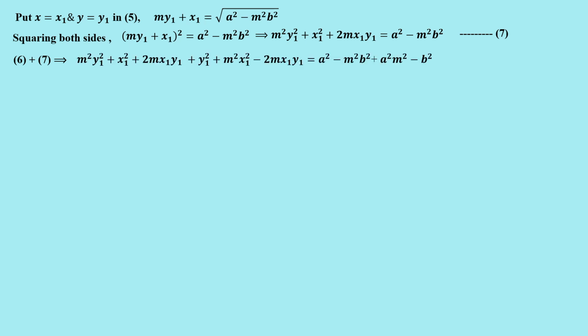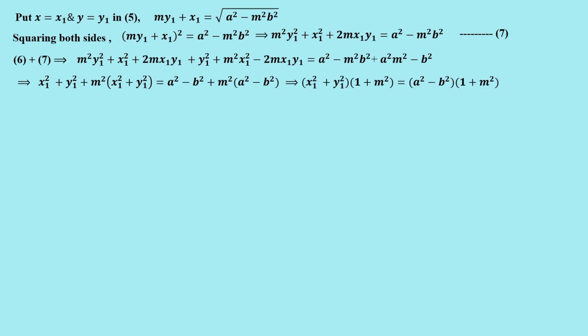So adding 6 and 7 we will get m square y1 square plus x1 square plus 2m x1 y1 plus y1 square plus m square x1 square minus 2m x1 y1 which is equal to a square minus m square b square plus a square m square minus b square. 2m x1 y1 gets cancelled, plus and minus. Right? So in the remaining terms m square is common. Take it outside, m square into x1 square plus y1 square on the left hand side. On the right hand side, a square minus b square, m square is common in the remaining terms. So take it outside, m square into a square minus b square.